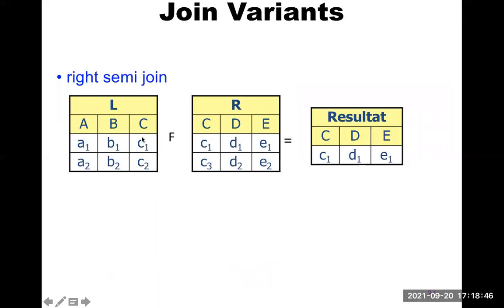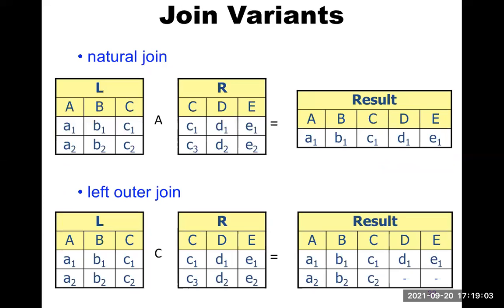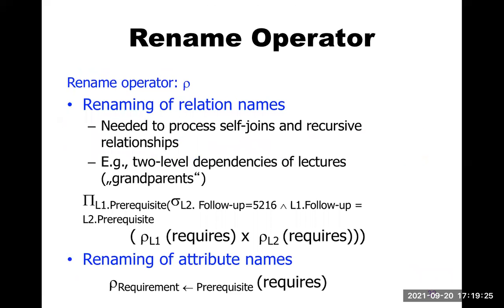The same with right semi-join. Everything from the right table that has a corresponding record to the left. So the result is here, and only columns from the right table. So that's our join variants, and joins generate tables bigger than source tables. In some cases, it has all the columns from the left table, all the columns from the right, minus duplicates. So C is only present once. So that's joins, and rename.